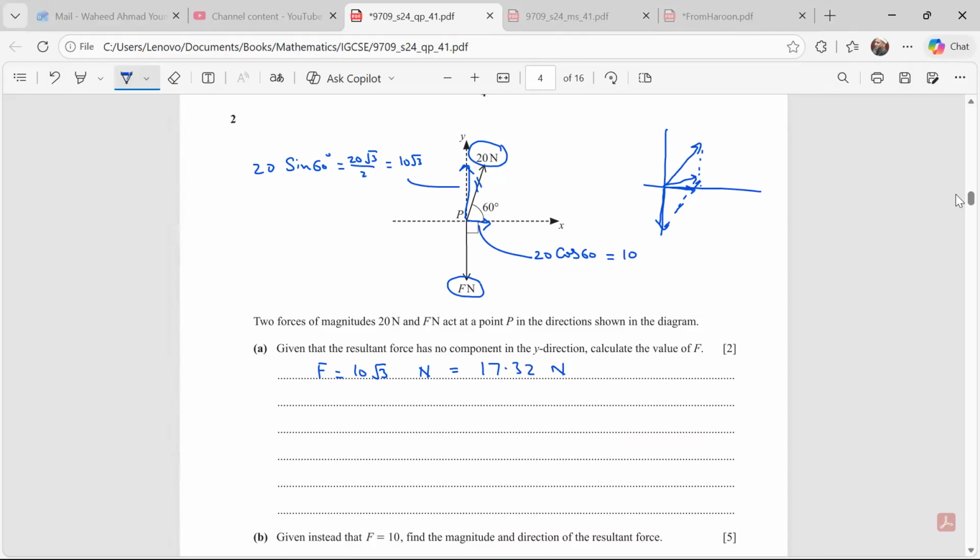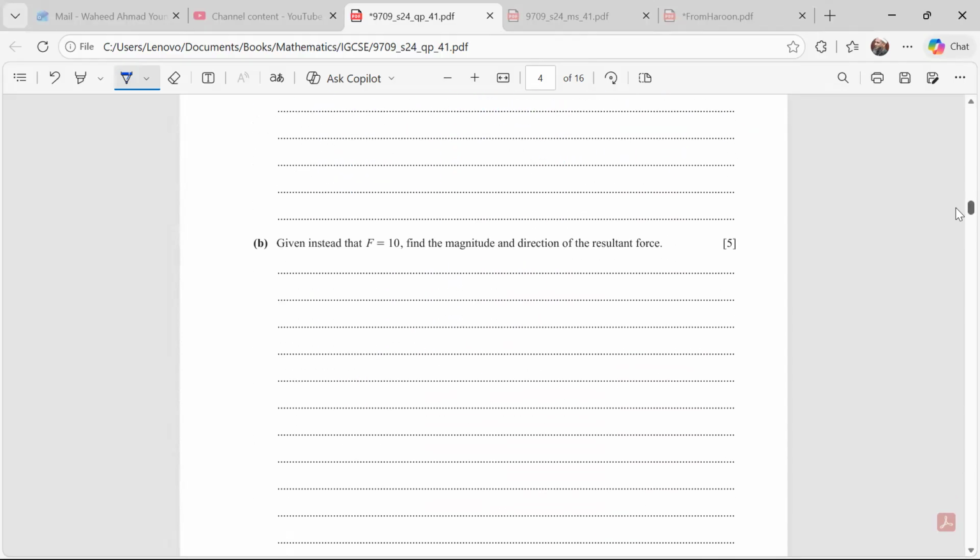Part B says given instead that F is 10 newtons, find the magnitude and direction of the resultant force. Now this is a bit complicated, not too complicated anyway. So we have two forces. One is vertical, something like this, and the other one is 10 newtons here. And the resultant is something like this.